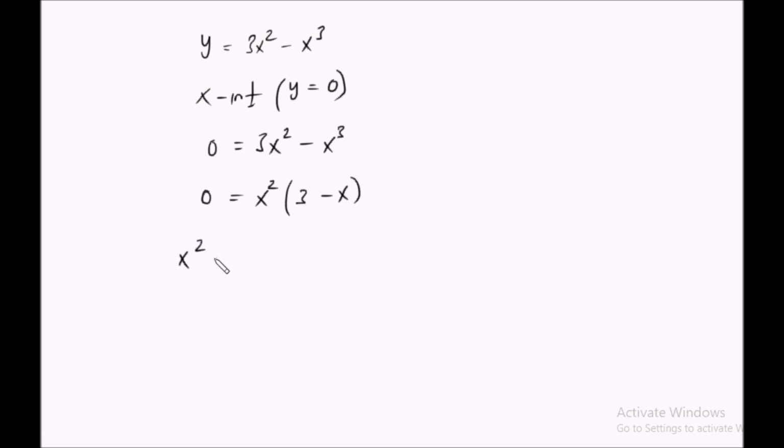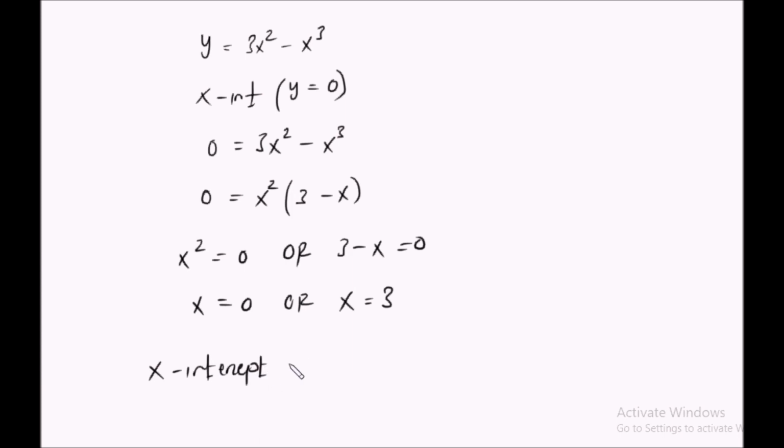So you can see here tunapata x squared sawa na 0 or 3 minus x sawa na 0. Kwa hiyo kwa hapa x itakuwa sawa na 0, lakini kwa hapa x itakuwa sawa na nini? Na 3. So x intercept ziko mbili. Okay? Ni 0, lakini pia ni nini? Ni 3. So this is our x intercepts.